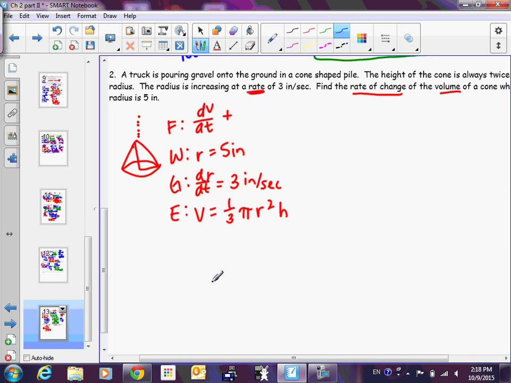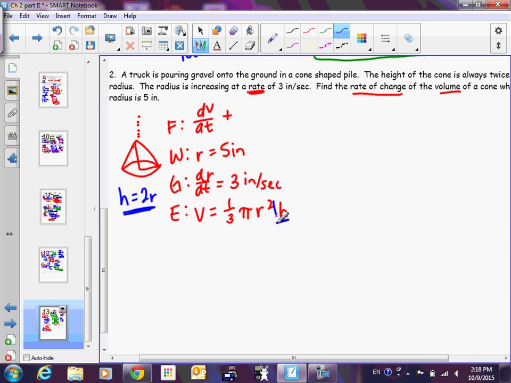So setting up Fuigi, same as what we've done before. Was there any part of the problem I haven't written down, though? It says the height is always twice the radius. So we get to bypass that whole proportion thing. They straight up gave us what we needed. Okay, look at our formula here. We have V. Okay, good. That's what I want. I want dV over dt. 1/3 pi, that's fine. R, I know r and dr. Okay, so r is fine.